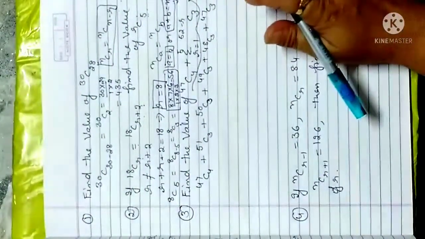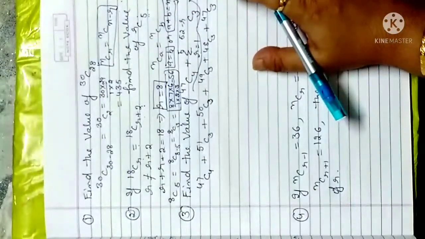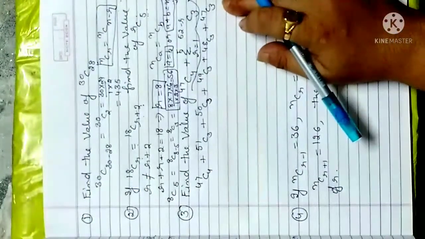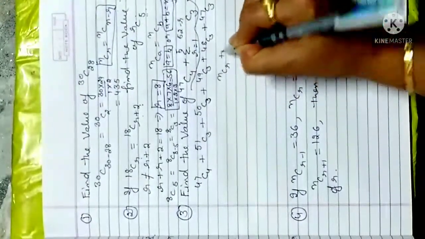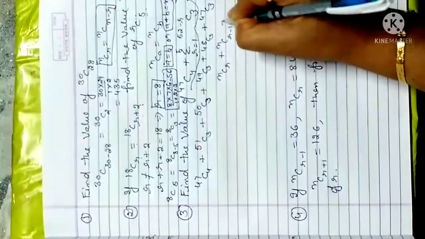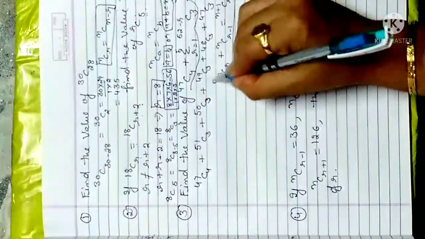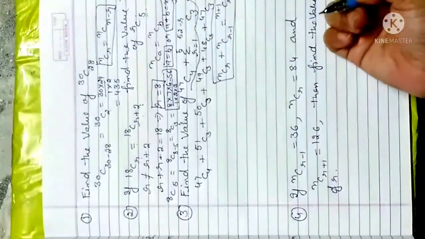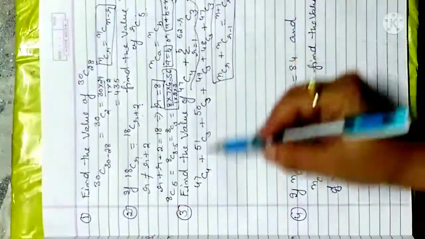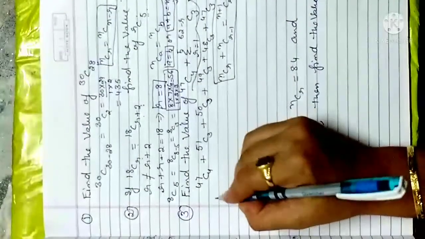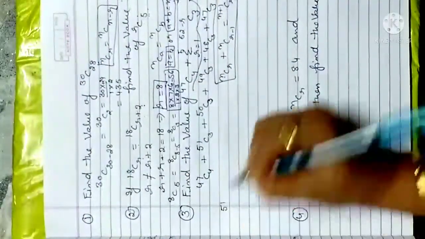No need to open each and every term because it will be very hectic. Instead we have the properties. Here we apply the property NCR plus NCR minus 1 is equal to N plus 1 CR. So how can we apply it? First we pick the same N, 47, 47. I will shift it to the last, that will be easier for me.